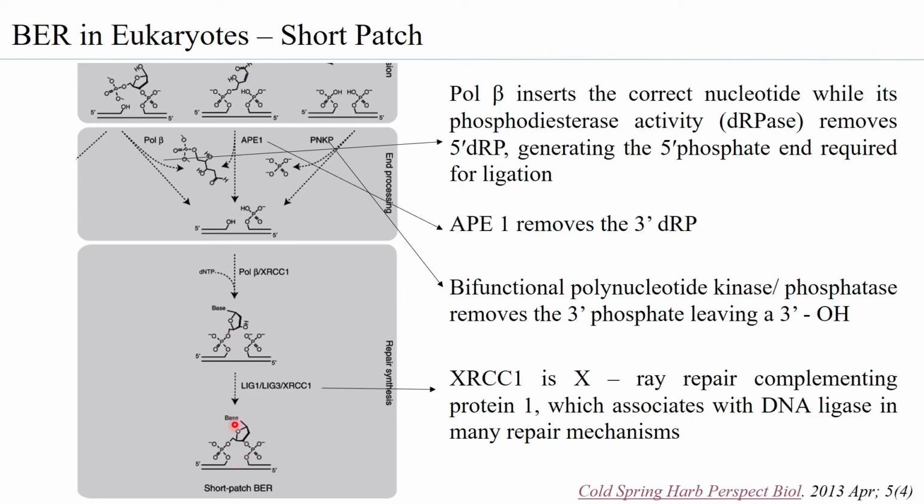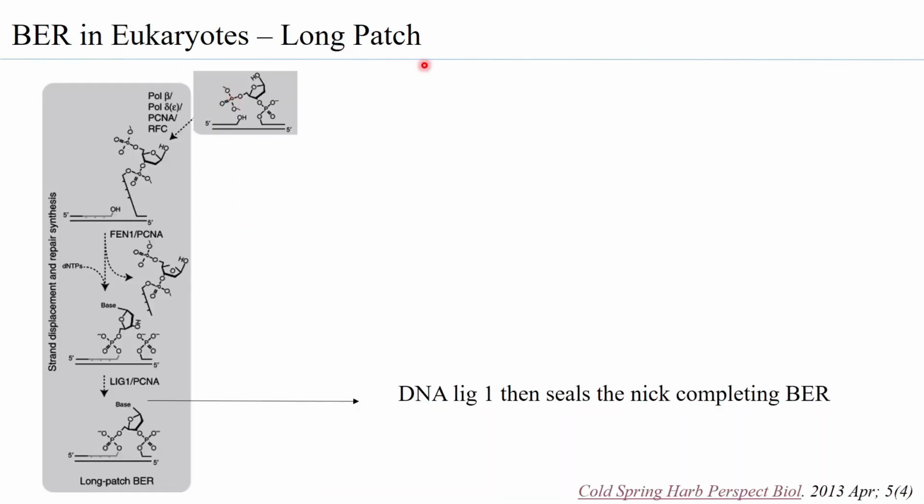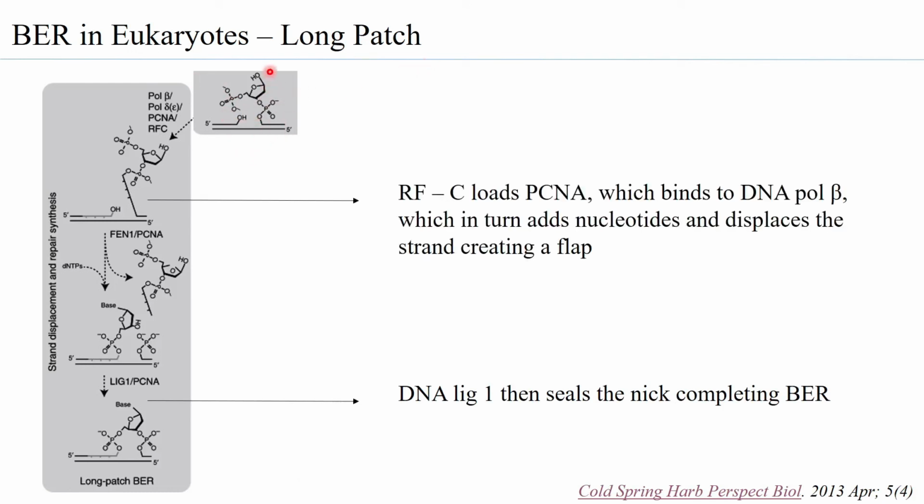So when you have only one nucleotide being repaired, then it is what is called a short patch BER. That means the displacement is only of one nucleotide and not of several nucleotides, and so it is called a short patch BER. Now we go to the long patch BER. Now in the long patch BER, as you can see, this is the APE1 cut abasic site where you have the 5' deoxyribose phosphate present.